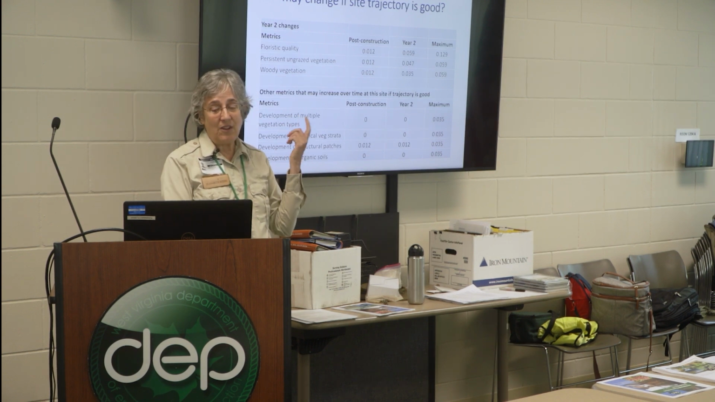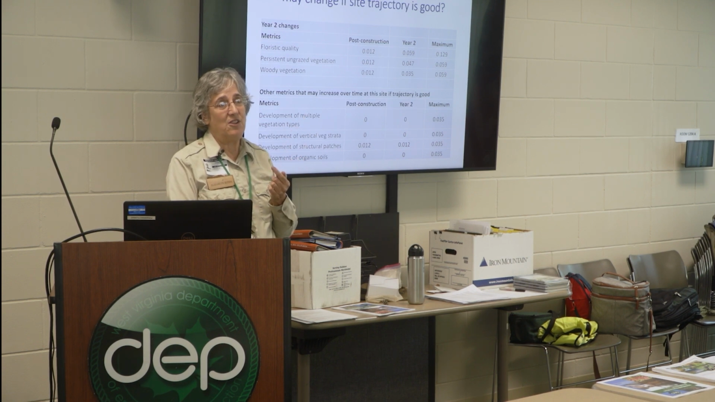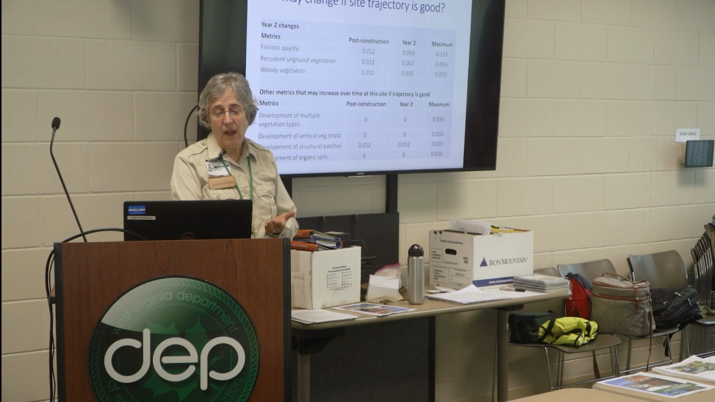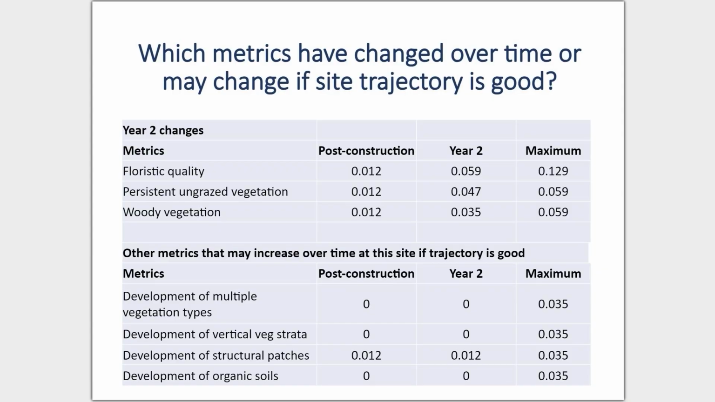Right now at this site, there's only one vegetation type and one hydrology type, but that could well change over time. Development of vertical vegetation strata. As your woody vegetation grows, you may start to get different strata, and that could improve your score. Development of structural patches. Often over time, you'll get the development of things like vernal pools or little patches of tussocks and hummocks. Those things over time in a well-designed site should develop on their own. And the development of organic soils.